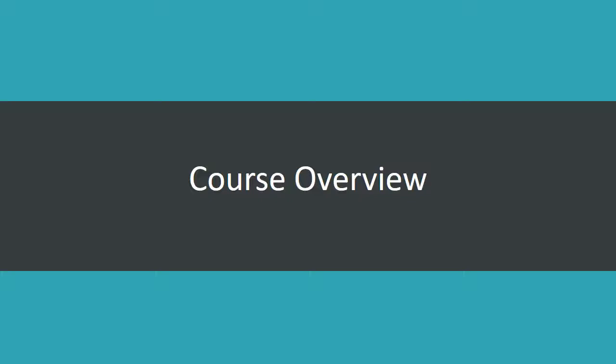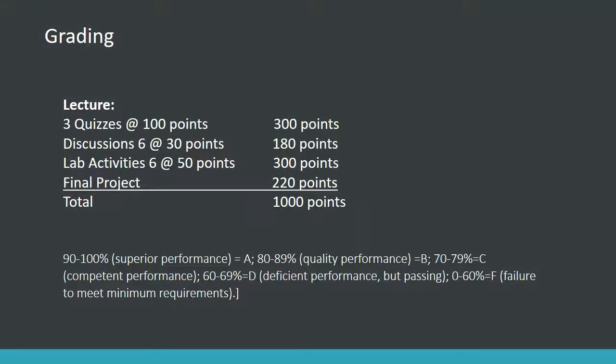Okay, so let's look at an overview of what you'll be doing in the course. Next, let's look at grading. Your grade for this course will come from 3 quizzes, which are worth 100 points each, 6 different discussions, which are worth 30 points each, so a total of 180 points for discussions, and then 6 different lab activities, which are worth 50 points each, so a total of 300 points on the lab activities. And then you'll be doing a final project during the last few weeks of the course, and that's worth 220 points. And that's for a total of 1,000 points.